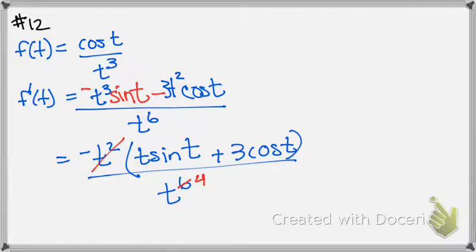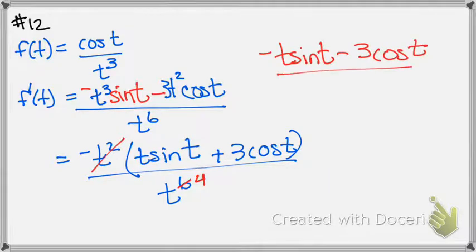Apparently, in the answers, they multiplied the negative out, but it wouldn't have mattered either way. My final answer would be negative t sine t minus 3 cosine t, unless you left the negative out in front with parentheses, all over t to the 4th. Okay, so that's number 12.